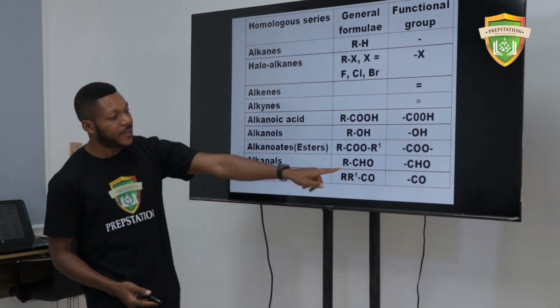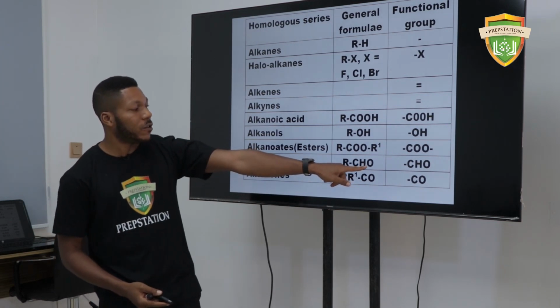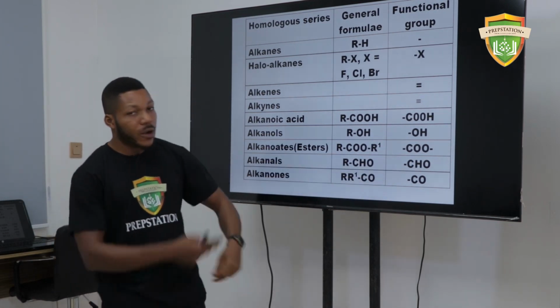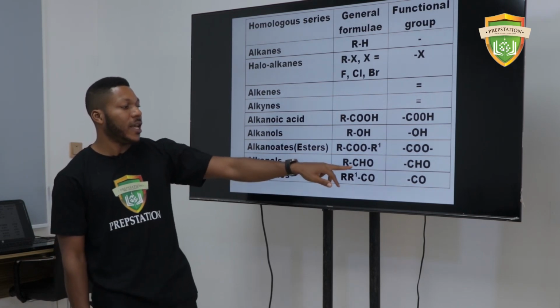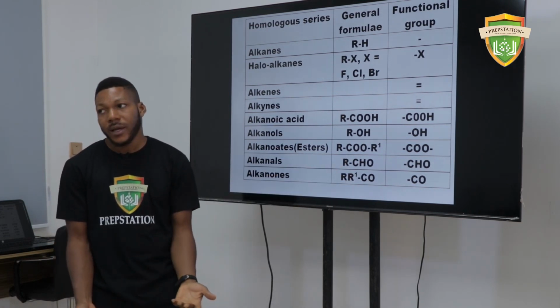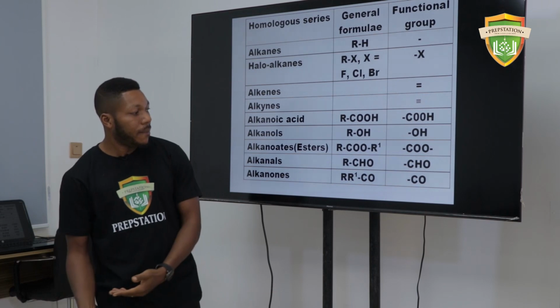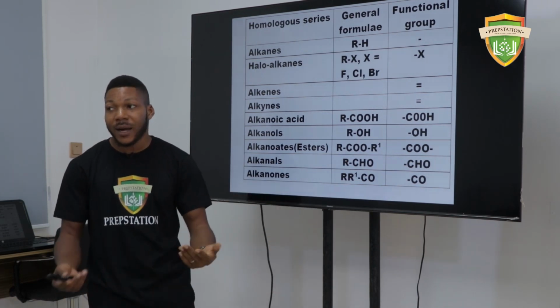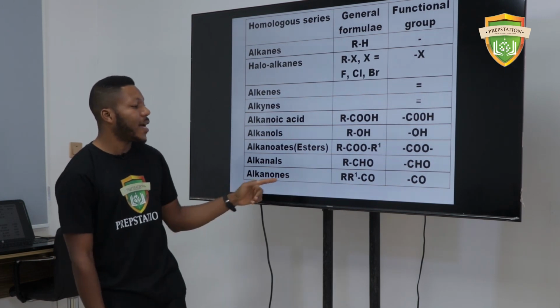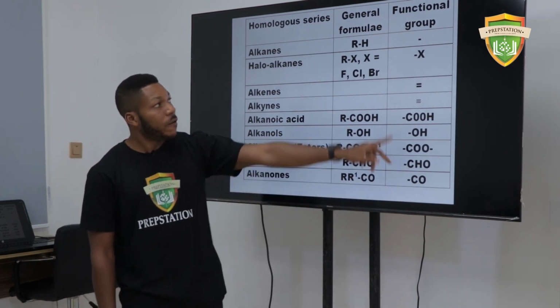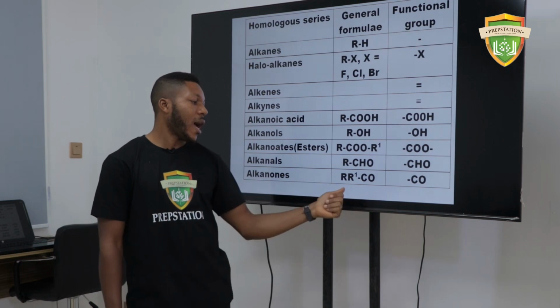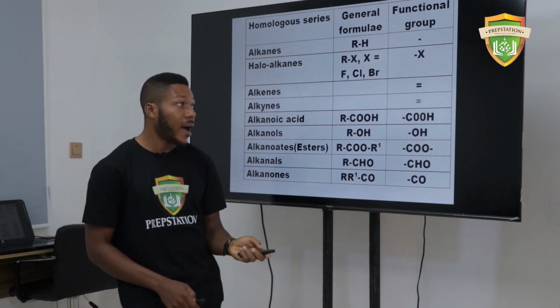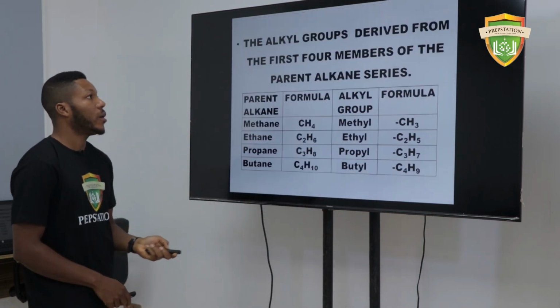Alkanals, we also have CHO as the functional group, as you can see. But the general formula is what? It is RCHO. This R is an alkyl. It can be methyl, it can be methanal, propanal, pentanal, and so on. We have the alkanones. Functional group of CO, then R prime represents what? Their alkyl group. Okay, let's continue.